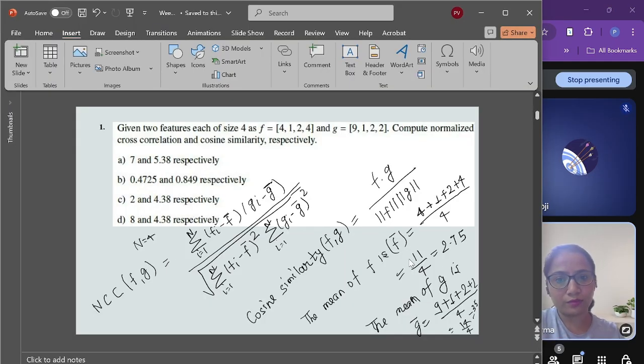Okay, so now I'm just taking another slide to calculate the normalized cross correlation and cosine similarity.